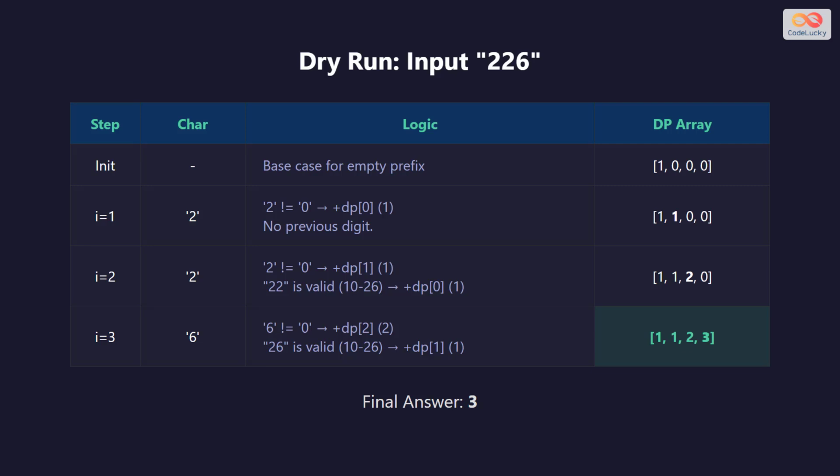Let's trace this with the input 226. We start with a base case of 1. For the first 2, we have 1 way. For the second 2, it is valid alone, and 22 is also valid, so we sum the previous results to get 2. Finally, for the 6, both 6 and 26 are valid, leading to a total of 3 ways.